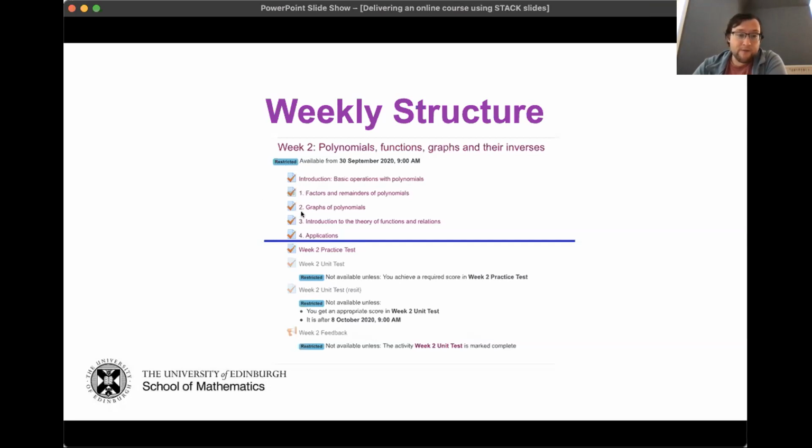We then had four lecture style quizzes, the first three of which were basically going through the mathematics material, and the fourth of which was a section primarily focused on the applications of the maths that they were discussing. So you can see that in week 2, we started out with a quiz on the basic definitions of a polynomial, and then we moved on to discuss factors and remainders, so the factor and remainder theorem. We then looked at how to graph polynomials, and then in the third quiz, we had a look at the introduction to the theory of functions.